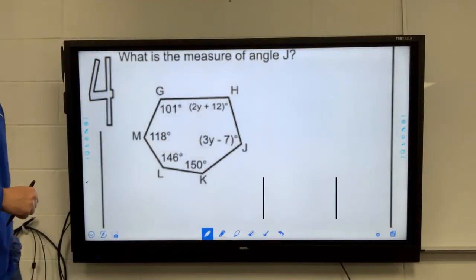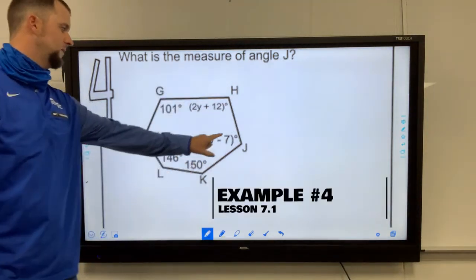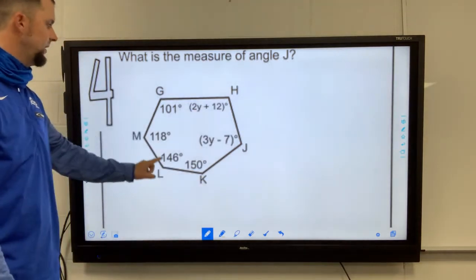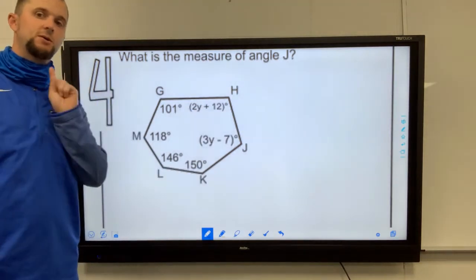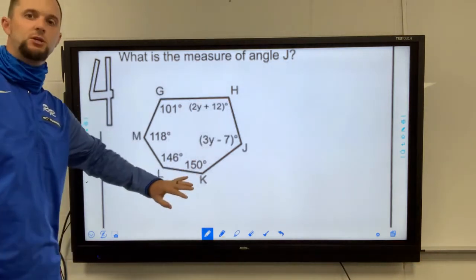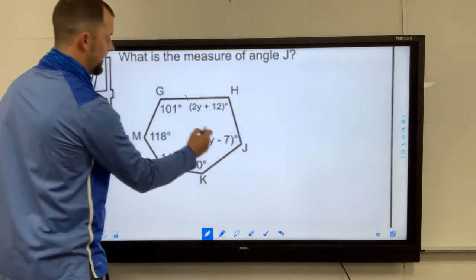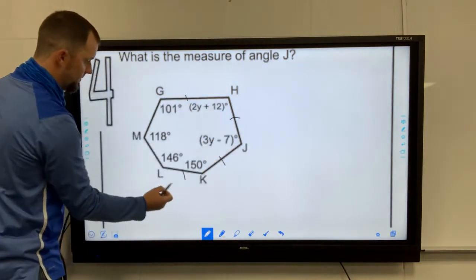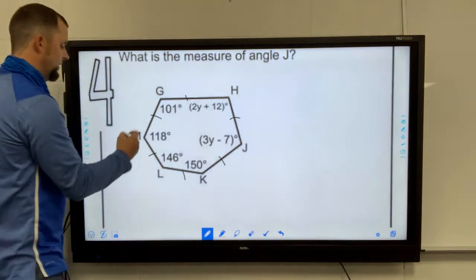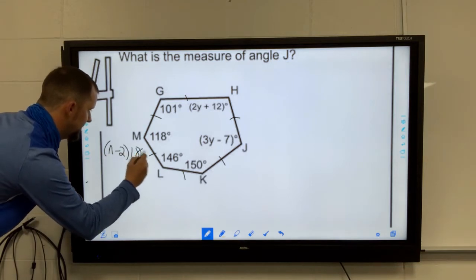All right, so last, example number 4, it says, what is the measure of angle J? So it wants the actual measurement of angle J. So it looks like all these are going to be interior angles. So the first thing I need to do is figure out what all the angles are going to add up to with this polygon here. Okay, so first thing, 1, 2, 3, 4, 5, 6 sides. So that means I'm going to use the formula n minus 2 times 180.